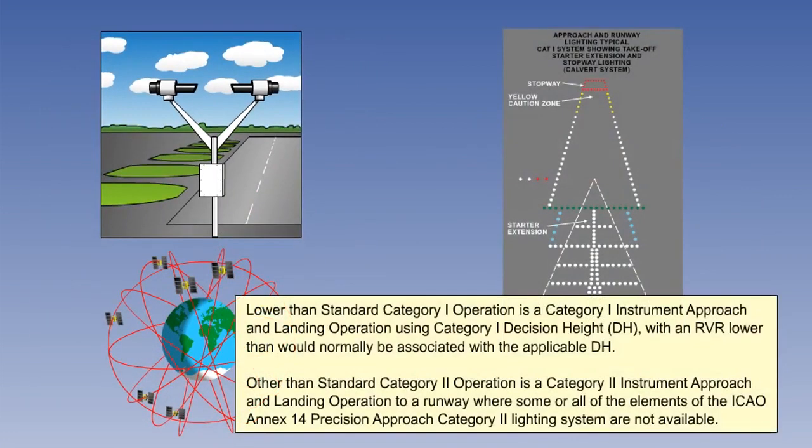A lower than standard Category 1 operation is a Category 1 instrument approach using the normal Cat 1 decision height, DH, but with an RVR that is lower than normal. The other than standard Category 2 operation is a Cat 2 instrument approach where some or all of the elements of the required lighting system are not available.